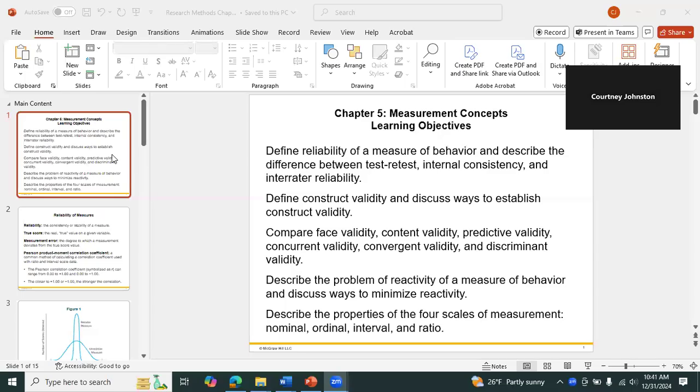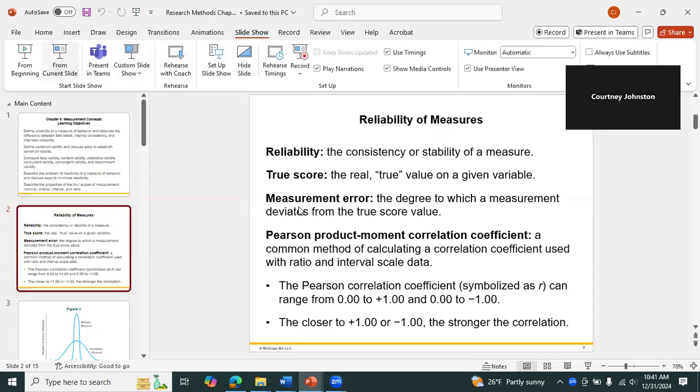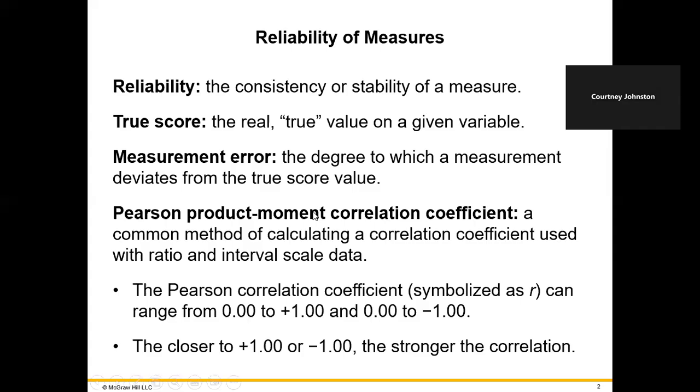Okay, so we'll get started with chapter 5 when we're talking about measurement concepts. And just to start out, we're going to talk about reliability. We just talked about validity and whether something accurately measures what we are purporting to measure. And so now we'll talk about reliability. This is the consistency or stability of a measure, and whether we can garner the same outcome over and over.